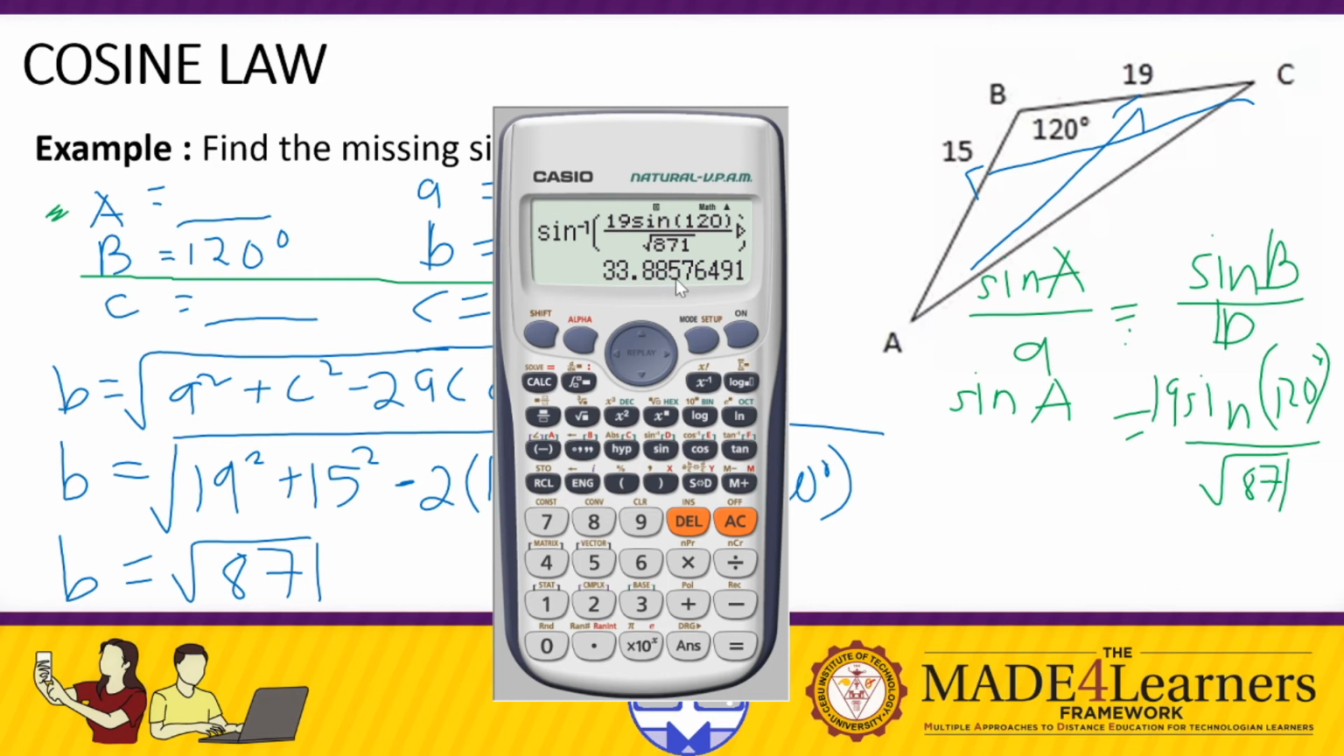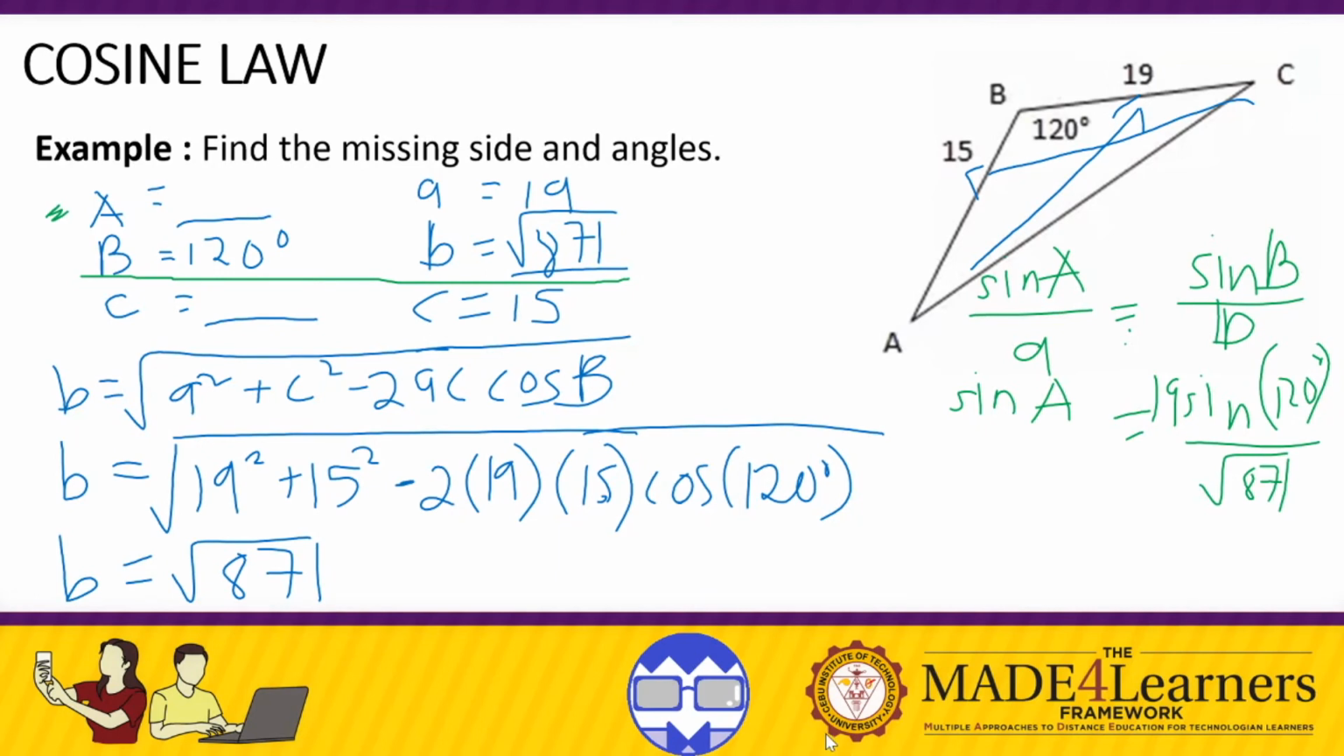So we have 33.885. So 33.89. So the angle is about 33.89. Okay, 33.89. So A is 33.89 degrees. Okay, about 33.89 degrees. Okay, so I erase the writings first so that we can answer the last part. Or never mind, we can actually answer the last part using the angles. So we have 33.89 here.